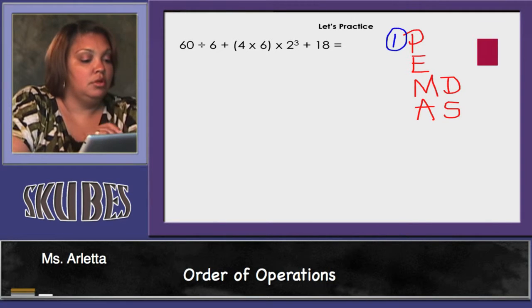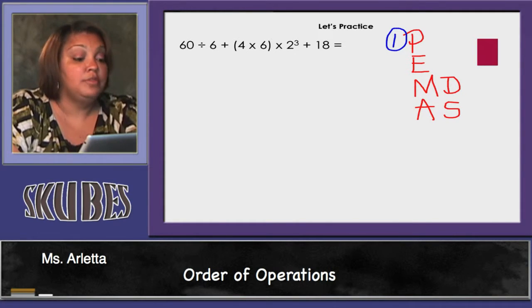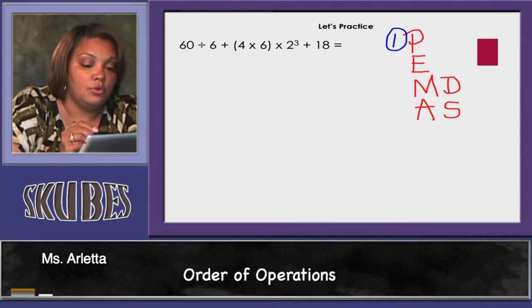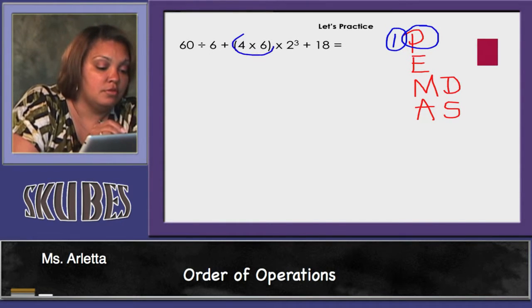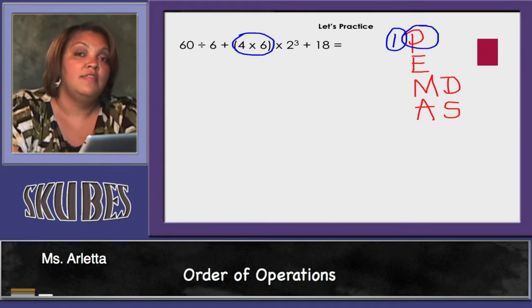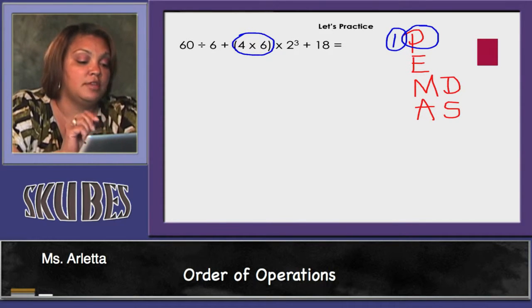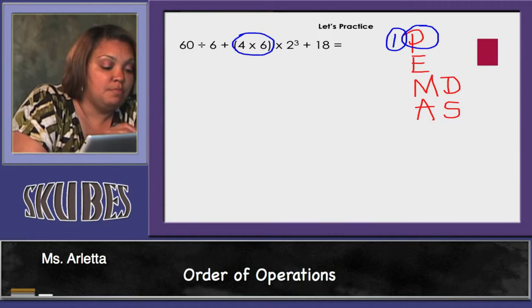Step 1, parentheses. Look in the problem. Is there a parentheses? Yes, there is. I'm going to circle my P and I'm going to circle my parentheses. That P is for parentheses. That lets me know I am doing step 1. Everything else, I'm just basically copying it down. 60 divided by 6 plus.